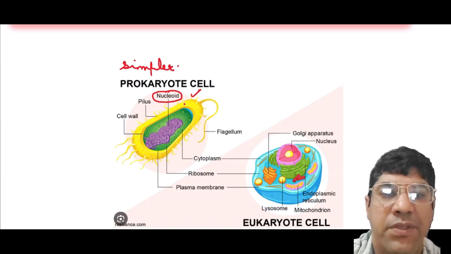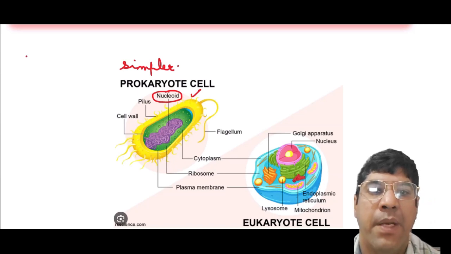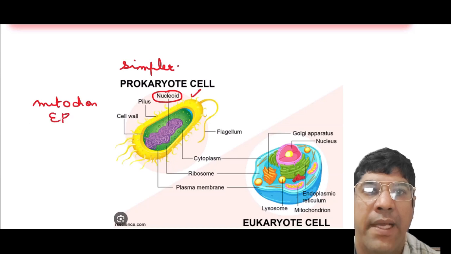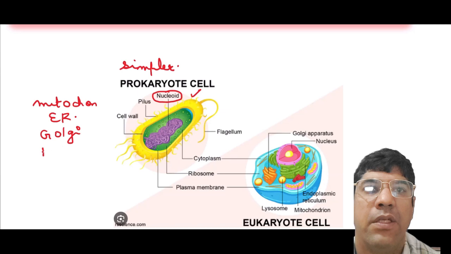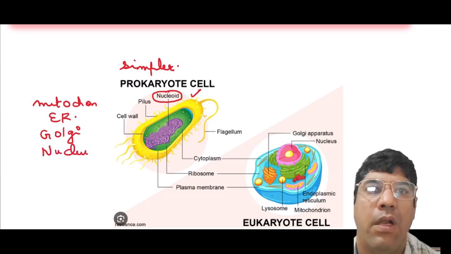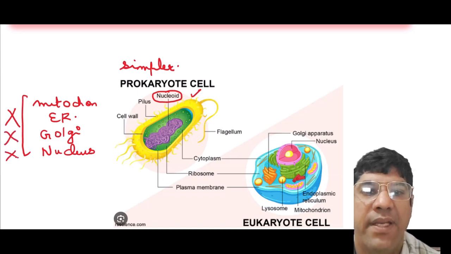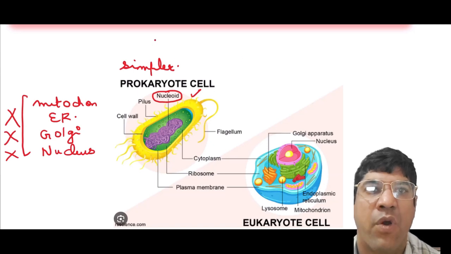The prokaryotes lack membrane-bound organelles like mitochondria, endoplasmic reticulum, Golgi apparatus, and a true nucleus. So these are all not seen in a prokaryotic cell. Prokaryotic cells are smaller in size, ranging from 1 to 5 microns.